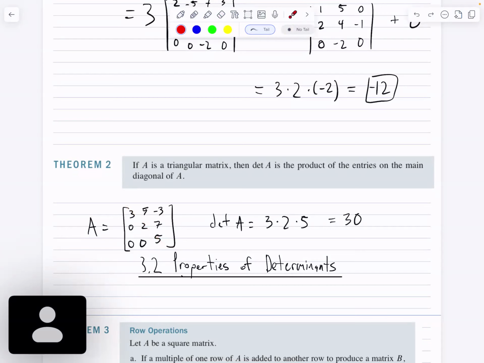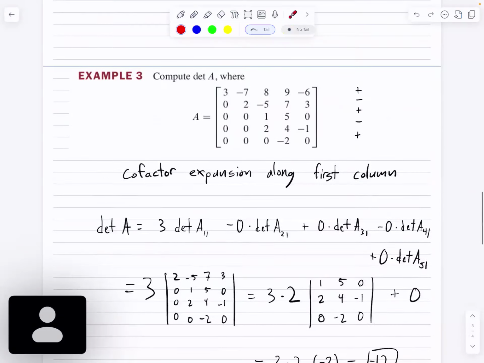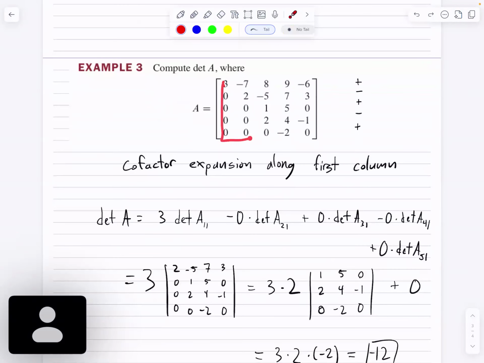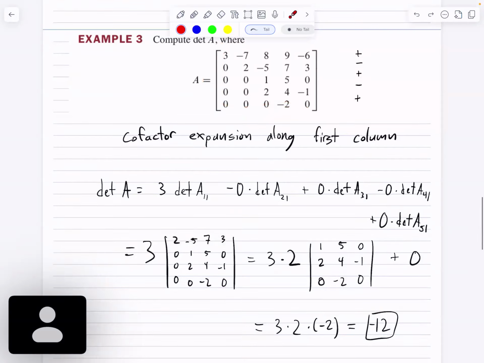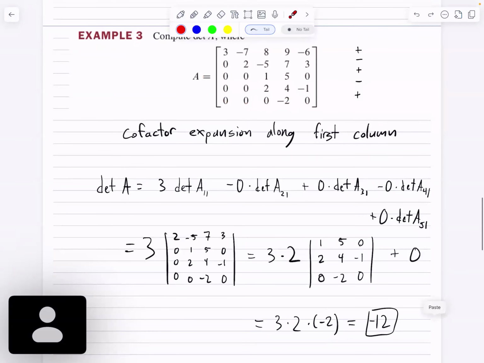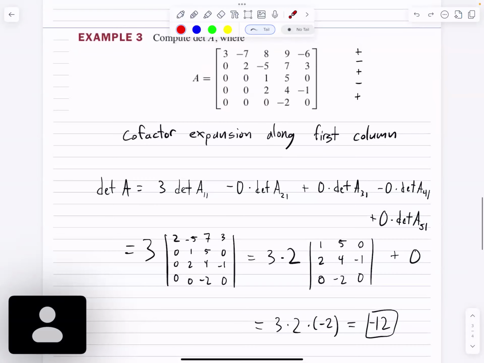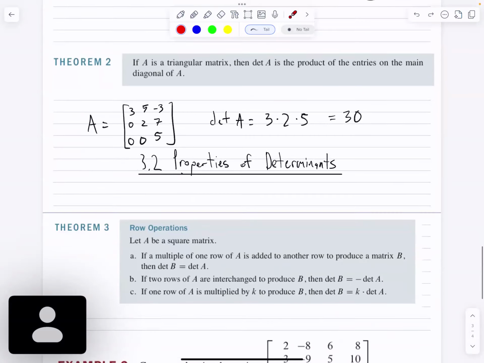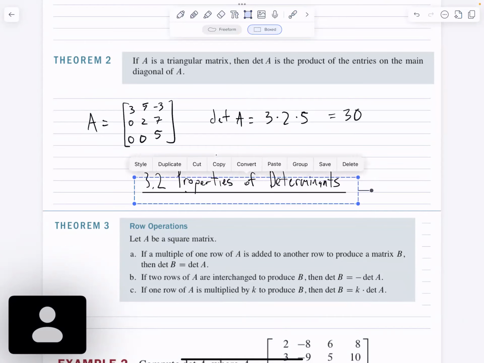And so let's talk about properties of determinants. In general, this idea of cofactor expansion, where you pick a column or a row to expand along, even for a 5 by 5 matrix, this can get disgusting really fast. And so it turns out that this is actually not the best way to compute determinants. There's a better way, and it's using row echelon form and row operations. And so, bring this down here.